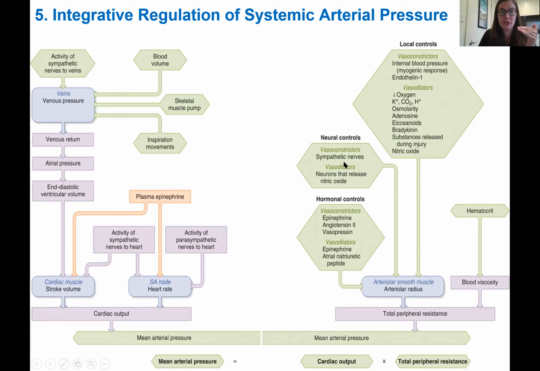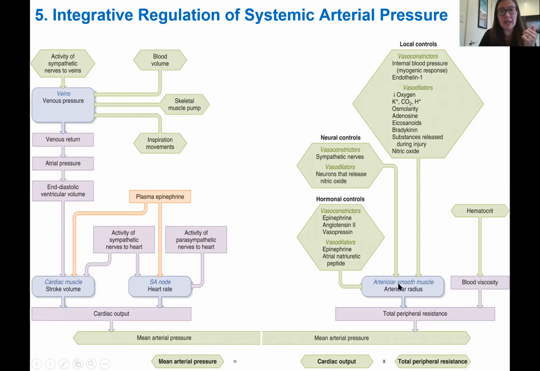Neural controls. Sympathetic nerves are going to activate vasoconstriction. Lack thereof is going to let vasodilation happen through the blood pushing open the walls. We've also talked about nitric oxide as a vasodilator from nitric oxide neurons. Hormonal controls. We haven't gotten to these yet. Again, I want you to just sort of know them now. The mechanisms will hit in the next unit. So epinephrine we've talked about. You should know the mechanism there. Angiotensin 2 and vasopressin are also 2 other hormones that can cause vasoconstriction. And atrial natriuretic peptide is a vasodilator.